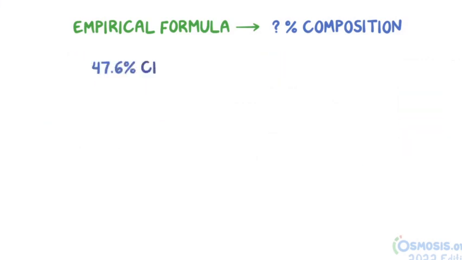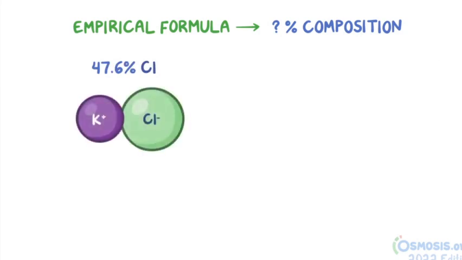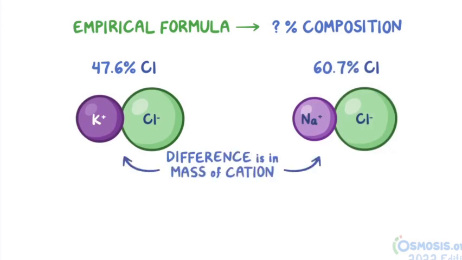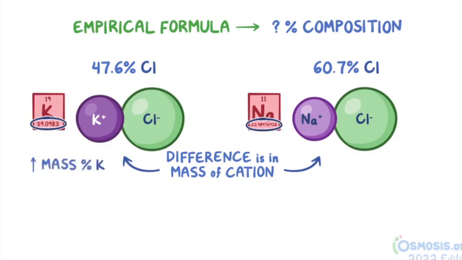47.6% is much lower than the percent chlorine composition in sodium chloride, which was 60.7%. The difference is the mass of the cation. While both compounds have the same relative number of chloride ions, the sodium and potassium cations have different masses. Potassium has a higher molar mass, leading to a higher mass percentage for potassium and a lower mass percentage for chlorine.